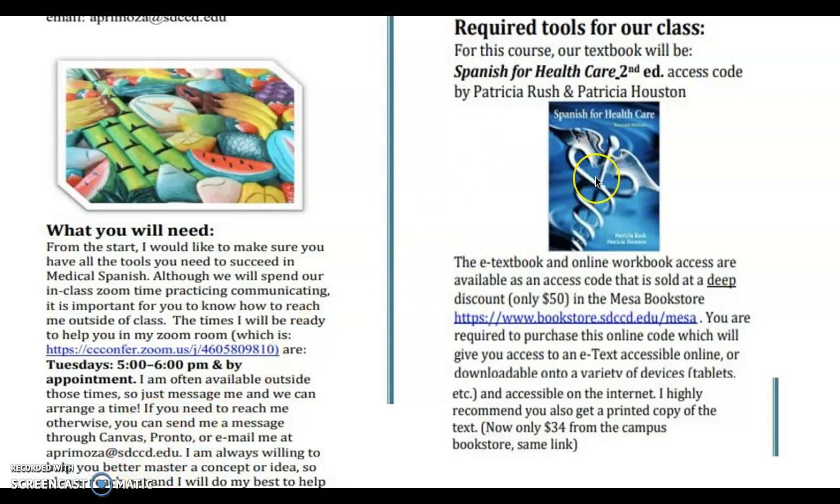This is the textbook that we're using, and the cheapest way to get it by far. It normally sells for like $120, but I got them down to $50 for the access code. If you also want to get the paperback book so that it makes it easier to do Zoom classes, you can also get that at the bookstore. It's only $34. So that's a great deal. I highly recommend it.